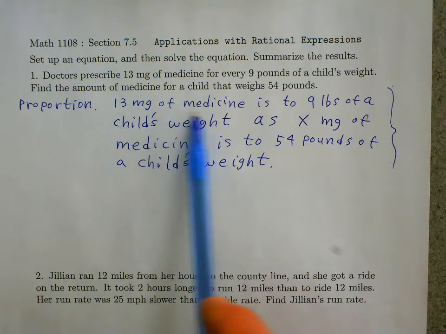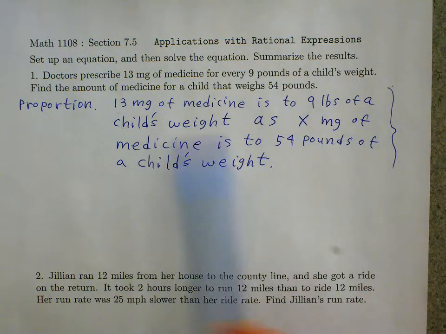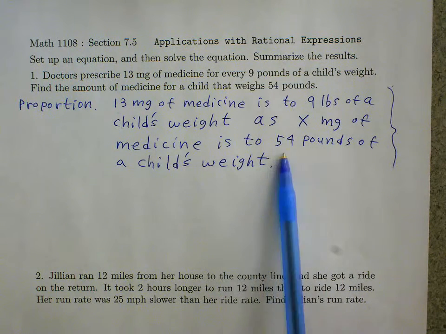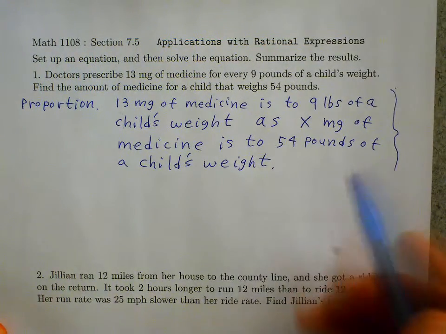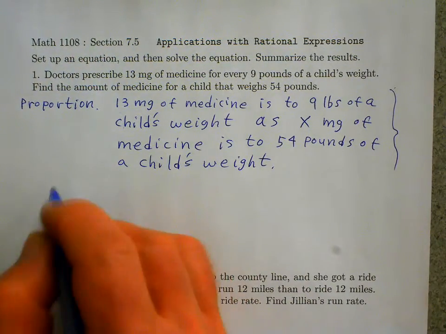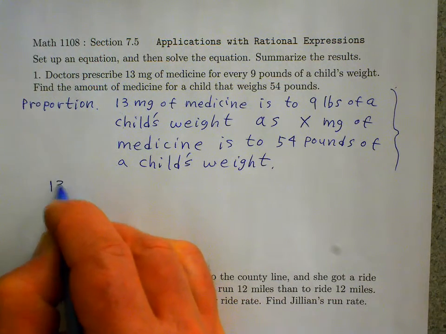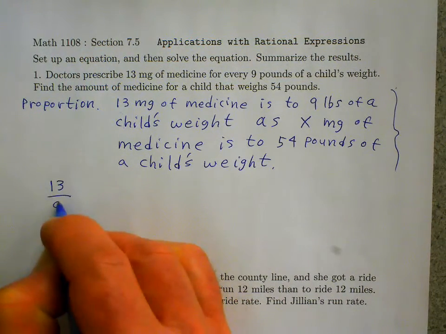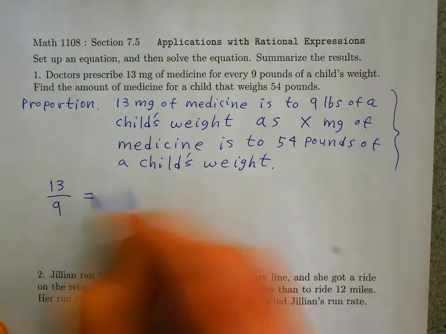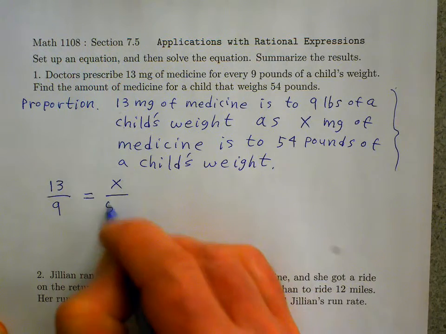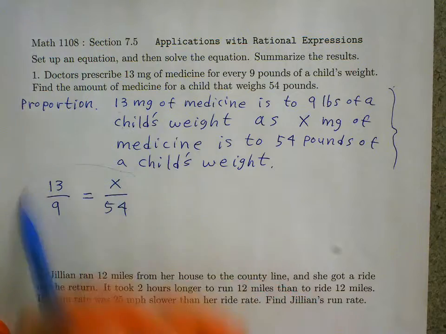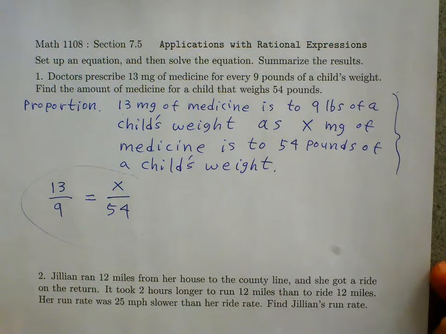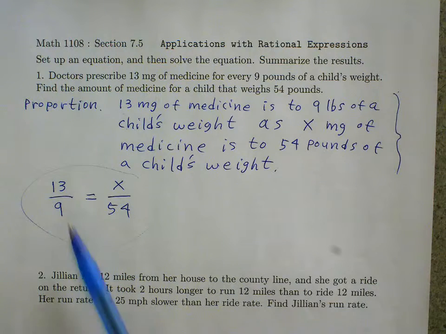So 13 milligrams of medicine is to 9 pounds of a child's weight, as X milligrams of medicine is to 54 pounds of a child's weight. To write that mathematically without the units, we could write 13 is to 9 as X is to 54. So you might agree that writing the equation is a lot simpler than writing out all of those words. You do have to make sure that the numbers are in the right places.